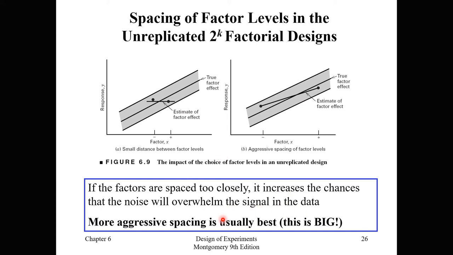So the big piece here is that when you're picking the low and high levels, you really want them to be as far apart as possible. And this is a really big piece in the 2^K design. This picture is a really great description. I really like this picture. It's one of the reasons we left it in.